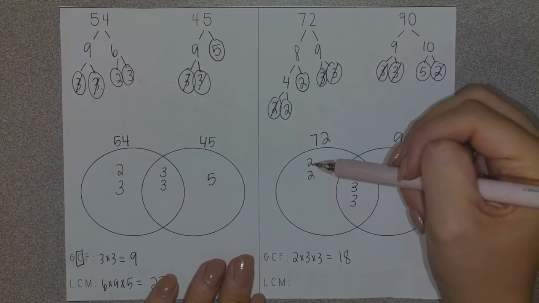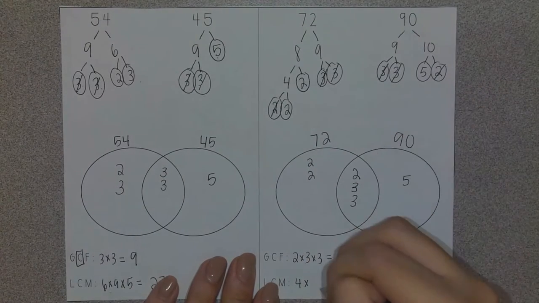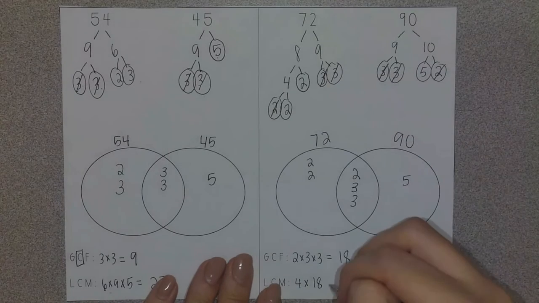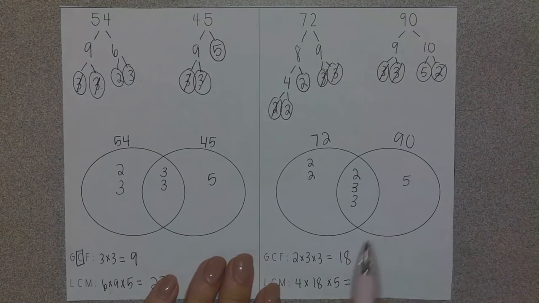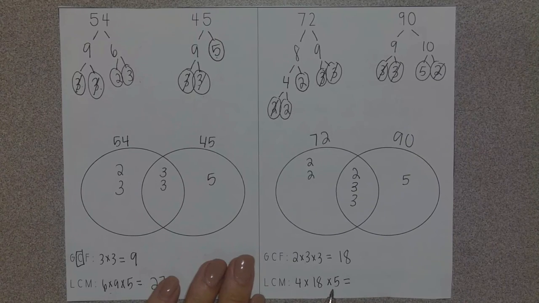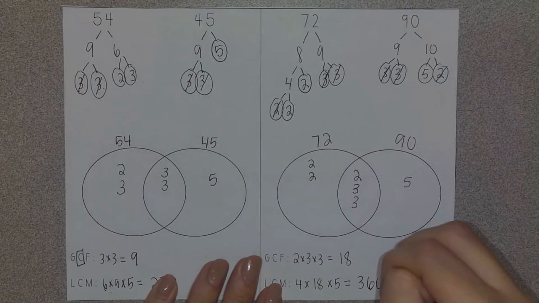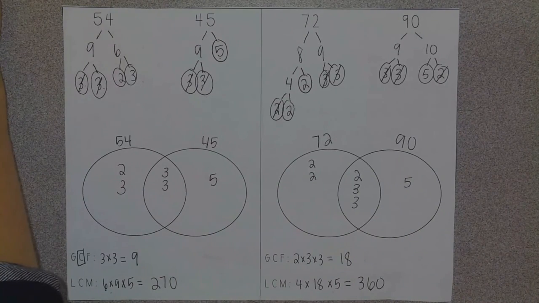The least common multiple, LCM, 2 times 2 would give me 4, times 18, times 5. Okay, again, it doesn't matter what order I multiply in. So I know that 4 times 5 gives me 20. 20 times 18 would give me 360. So a least common multiple of 360.